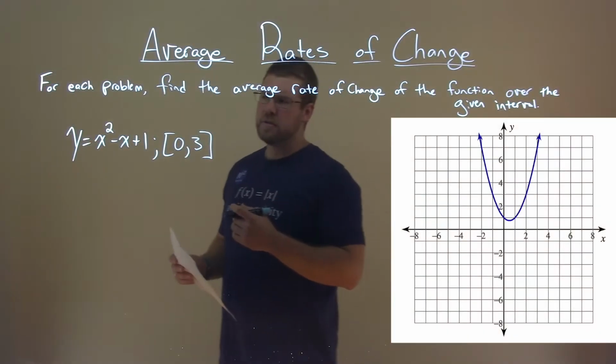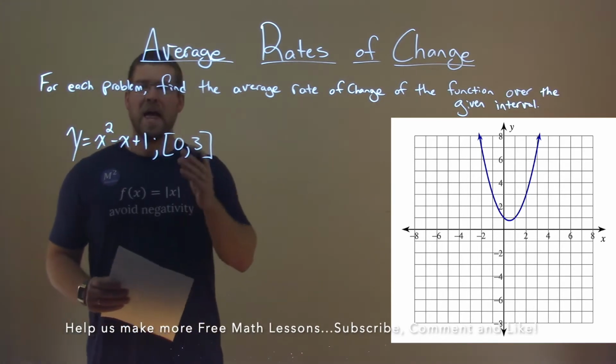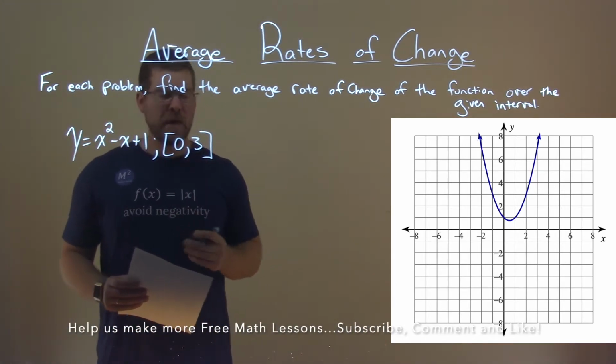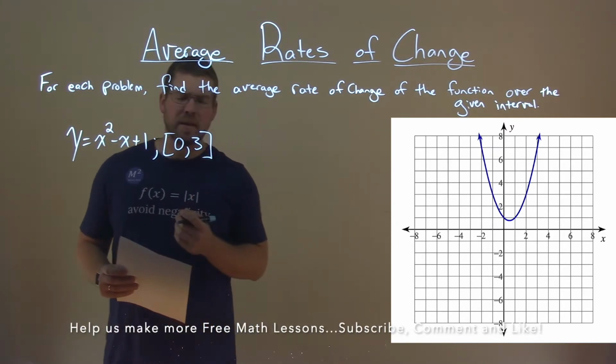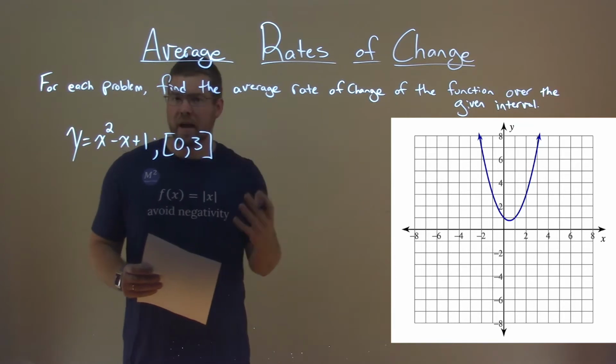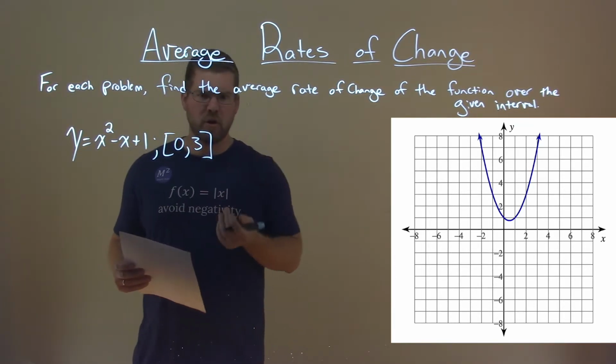We're given our function right here, y equals x squared minus x plus 1, and we have to find the average rate of change over the interval from 0 to 3. And we have our function graphed right there. Now, when we find the interval from 0 to 3, those are the x values, and we need to find the corresponding y values for them. So let's go do that.